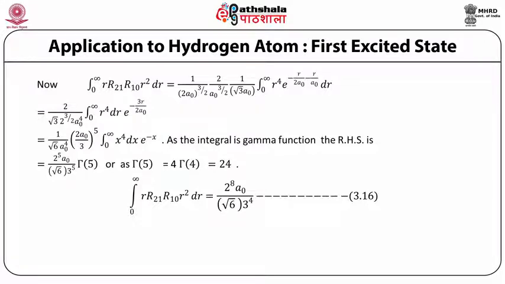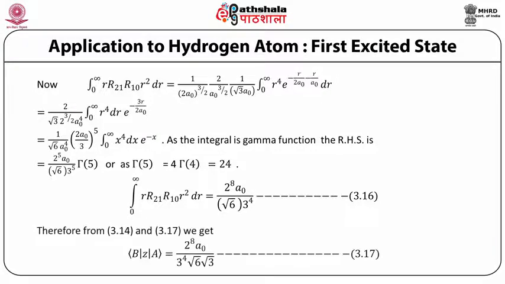Now gamma of 5 is equal to 4 into gamma of 4, which is equal to 24, and therefore the integral from 0 to infinity of r into R_21 into R_10 into r squared into dr is given by 2 to the power 8 a naught divided by root 6 into 3 to the power 4. Therefore, from 3.14 and 3.17, we get the matrix element of z as 2 to the power 8 a naught divided by 3 to the power 4 root 6 into root 3.